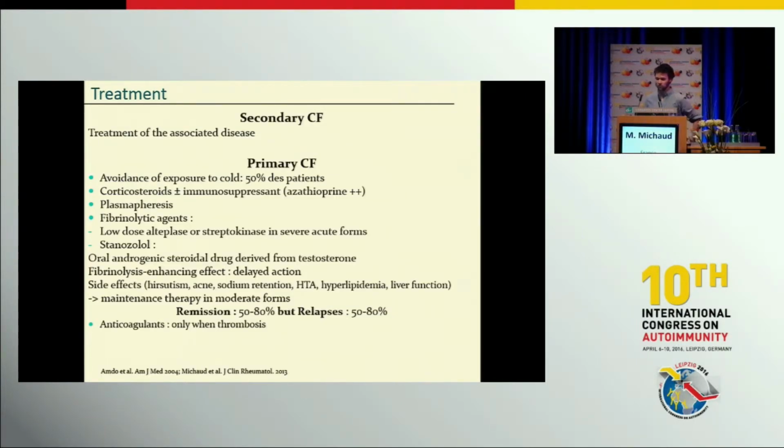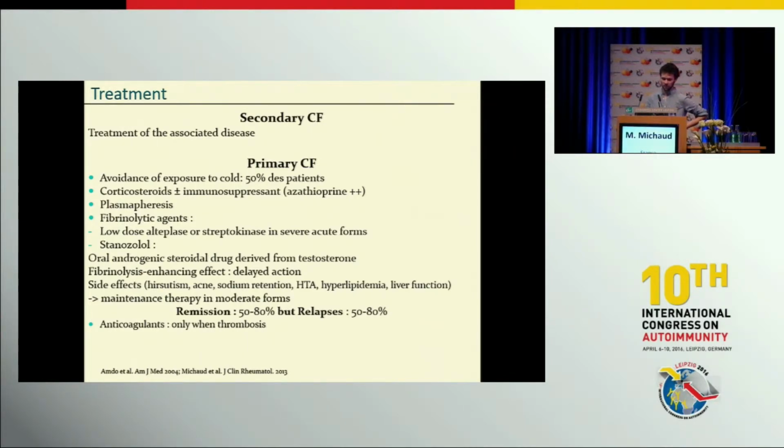The treatment of secondary cryofibrinogenemia is the treatment of the associated disease. In patients with primary cryofibrinogenemia, avoidance of exposure to cold can be sufficient if they have a mild manifestation. In patients with moderate and severe manifestation, you can use corticosteroid and/or immunosuppressive therapy.